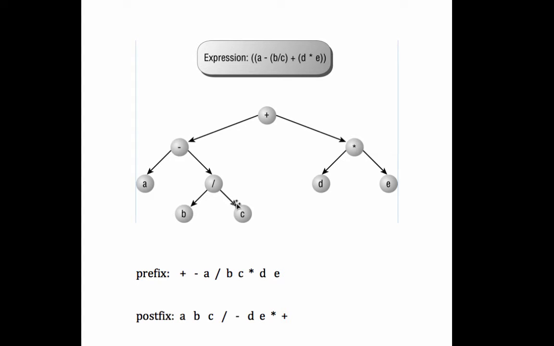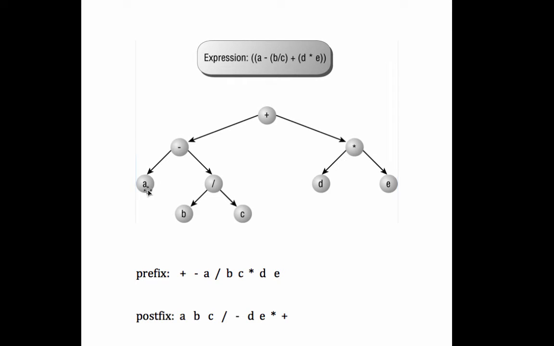This binary tree that you see here is actually storing this expression. And this expression is the addition of two values. The value that comes from the multiplication of D and E, and the value that comes from the subtraction of A minus the division of B by C. And notice that there are parentheses.